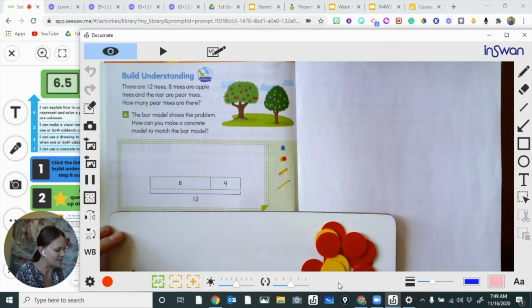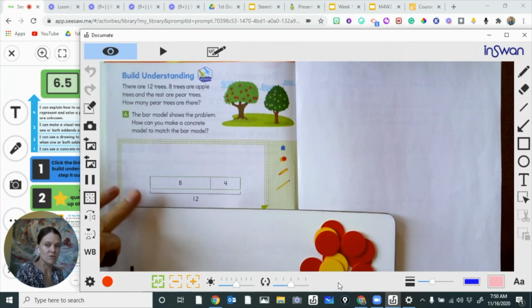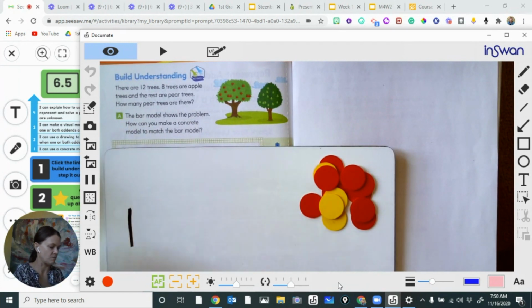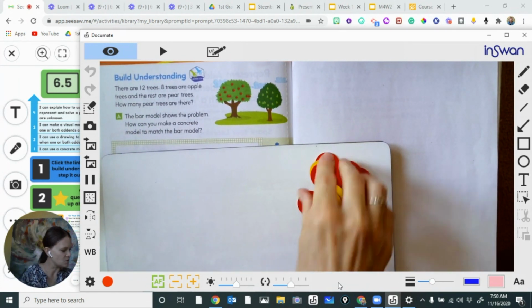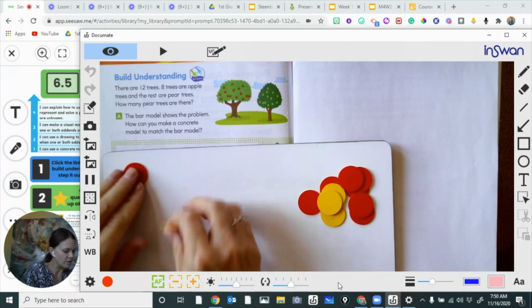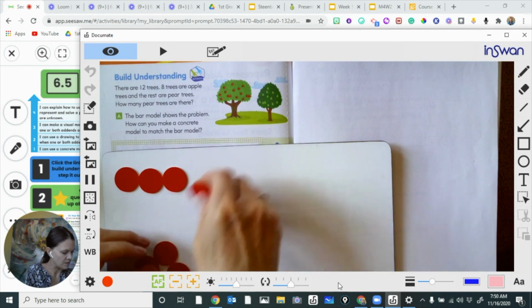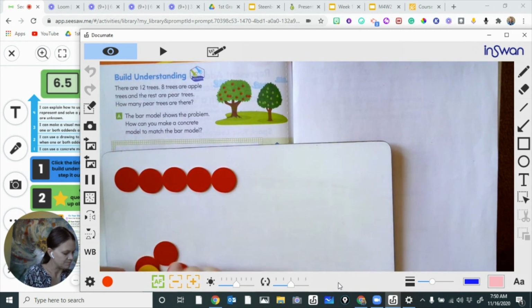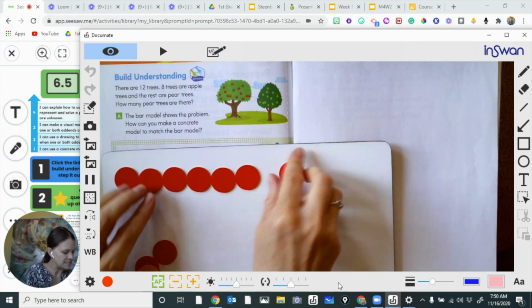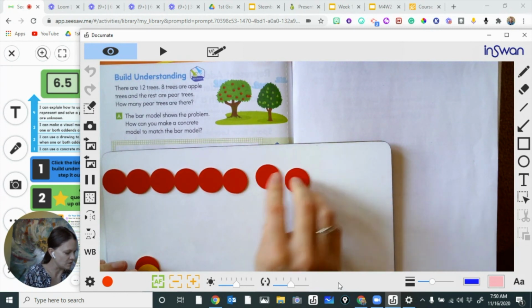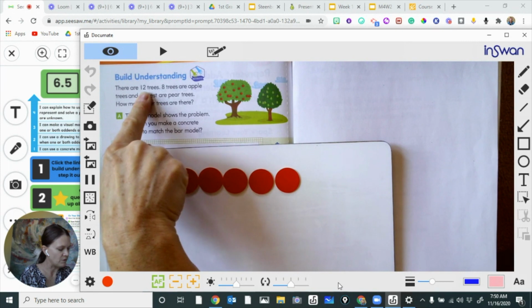I wanted to show you that in the student book, if you have it, a bar model is already drawn for you, and it's asking us to make a concrete model of the problem. So let's make that concrete model first. What I'm going to do is count out the 12 trees that I know there are. I'm going to do all of them red right now because I haven't said yet how many are pears and how many are apple trees. So just know that the 12 is my total.